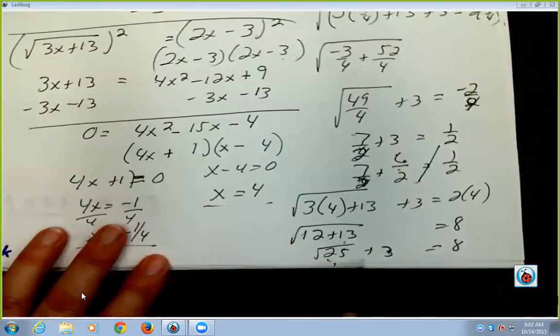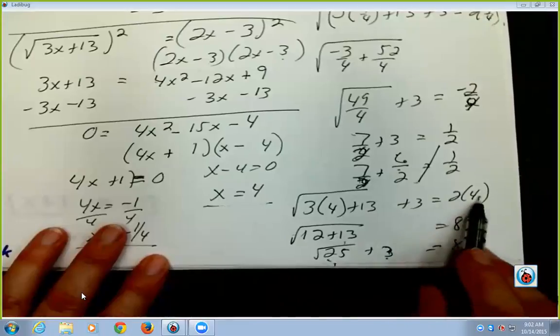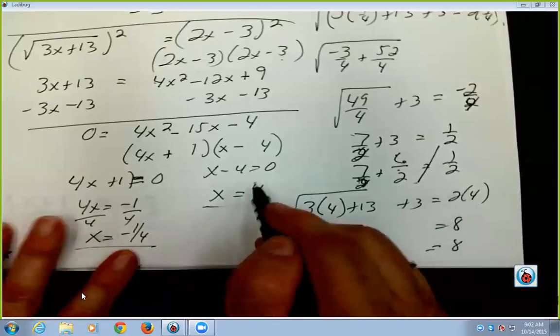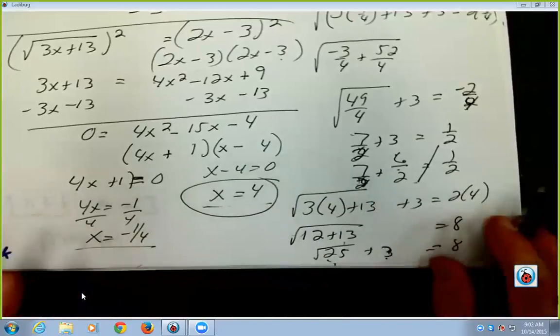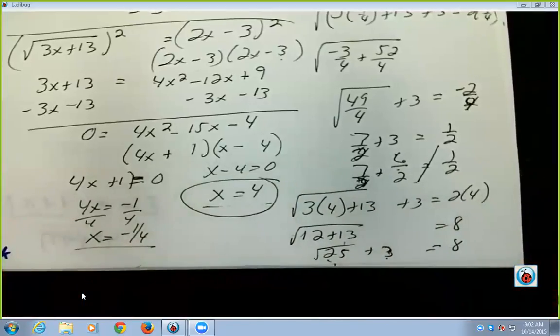Square root of 25 is 5. 5 plus 3 is 8. And over here, sure enough, 2 times 4 is 8. So really, the only solution that we can end up using with this one is x equals 4.